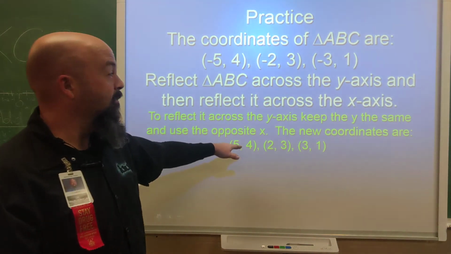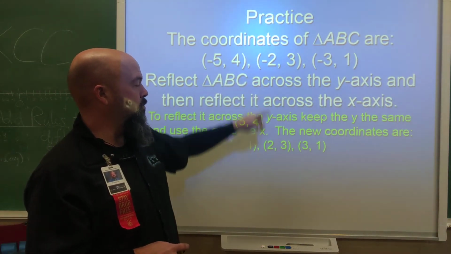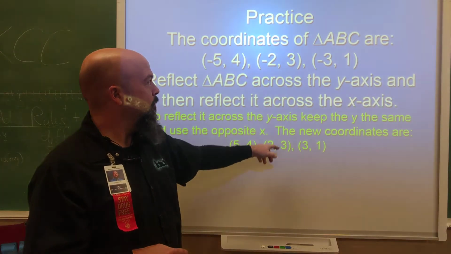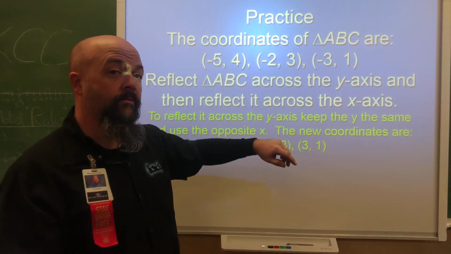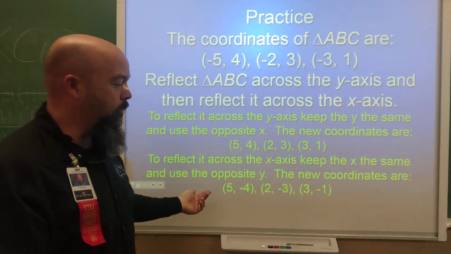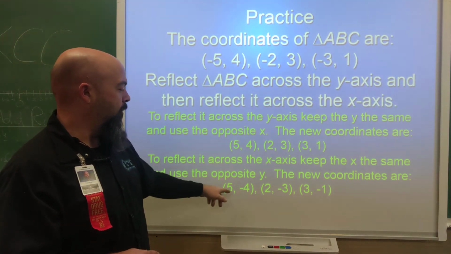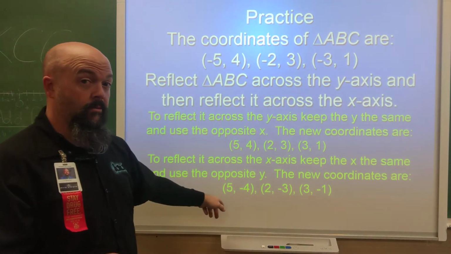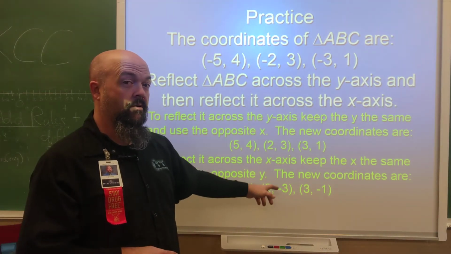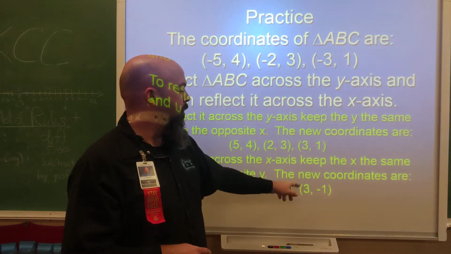Okay, I guess I realized I didn't do both flips at once. So here we are, learning as I move. Going across the y, we keep it 5, 4. Negative 3, 1: keep the y, change the x, 3, 1. Then we do the flip across the x-axis. So then 5, 4 becomes 5, negative 4. We change the y, keep the x. 2, 3 becomes 2, negative 3. Keep the x, change the y. Okay. And then 3, 1 becomes 3, negative 1.